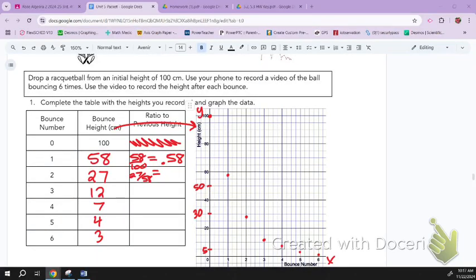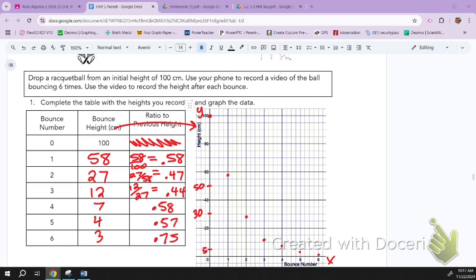So right now we're just finding all the ratios by taking the current height divided by the previous height. Okay, you guys are going to fill out the rest of the table. We do need each ratio. So if you don't have a calculator, turn and talk to somebody near you. And then we'll start answering questions about our data, our graph.